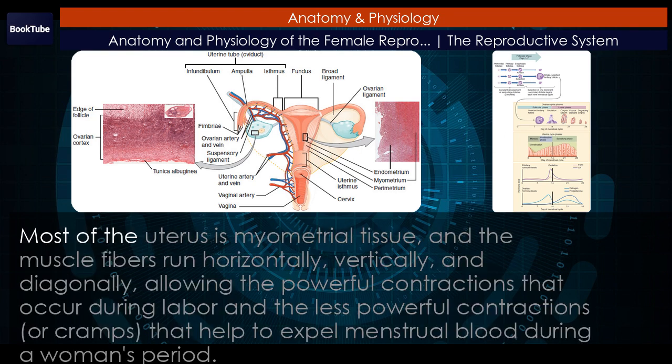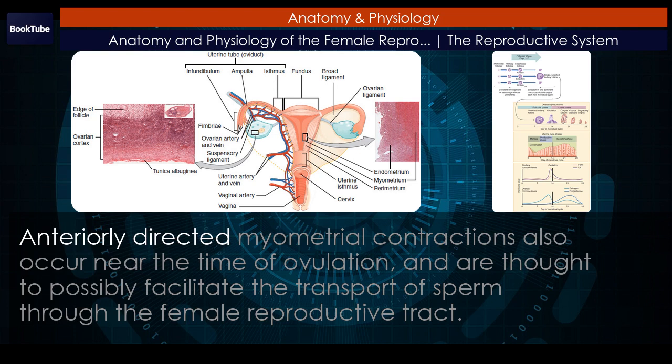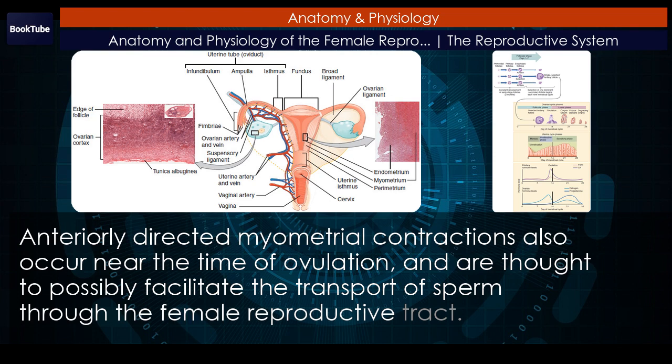Most of the uterus is myometrial tissue, and the muscle fibers run horizontally, vertically, and diagonally, allowing the powerful contractions that occur during labor and the less powerful contractions, or cramps, that help to expel menstrual blood during a woman's period. Anteriorly directed myometrial contractions also occur near the time of ovulation, and are thought to possibly facilitate the transport of sperm through the female reproductive tract.